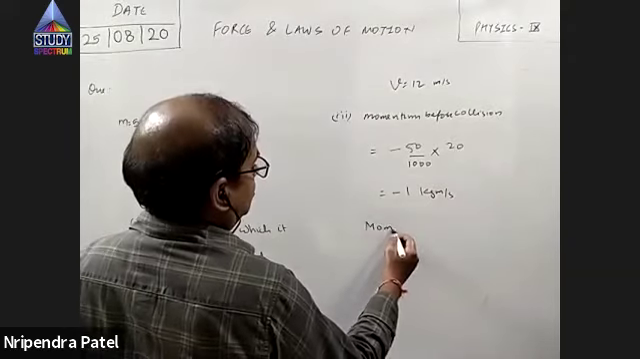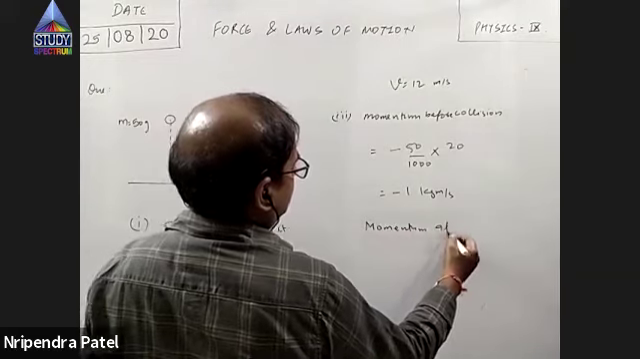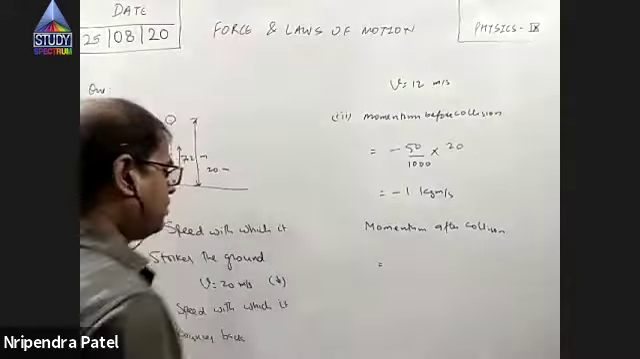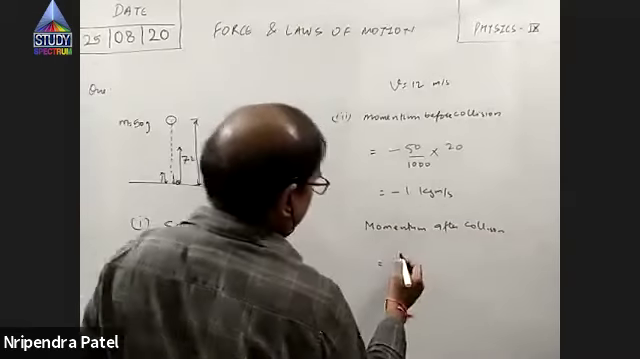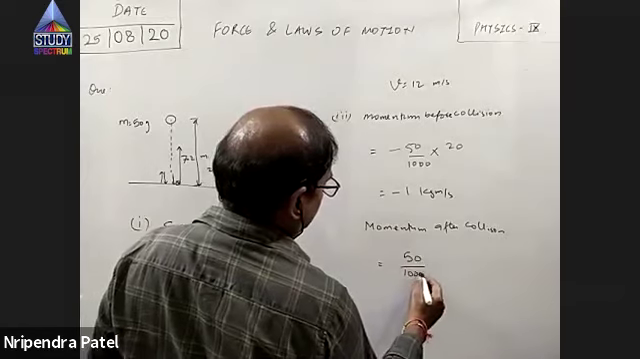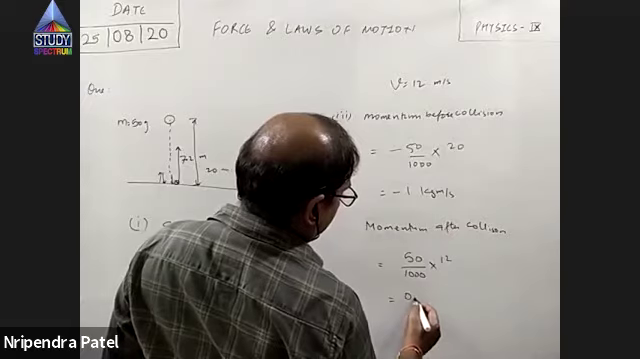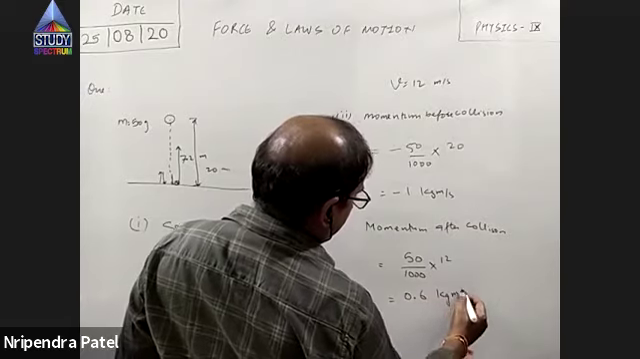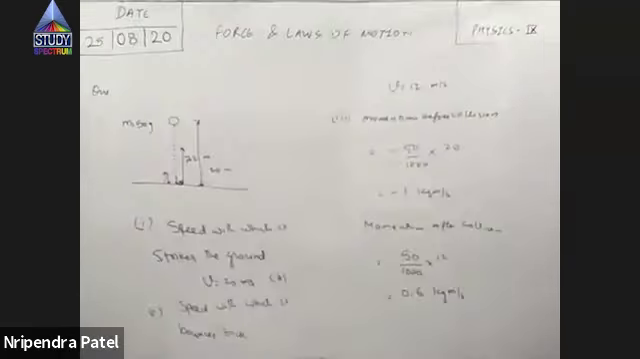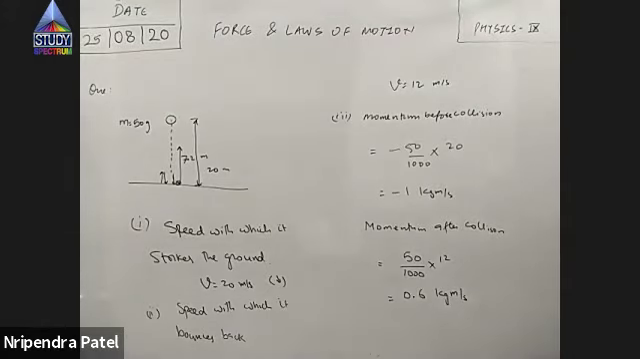Momentum after collision. What is momentum after collision? 0.6 kg meter per second. It is upward. Earlier it was downwards. Now it is upwards. So mass is 50 by 1000 into speed. Velocity is 12. So 0.6 kg meter per second. Right. So momentum after collision is 0.6 kg meter per second. Before it was -1 kg meter per second.